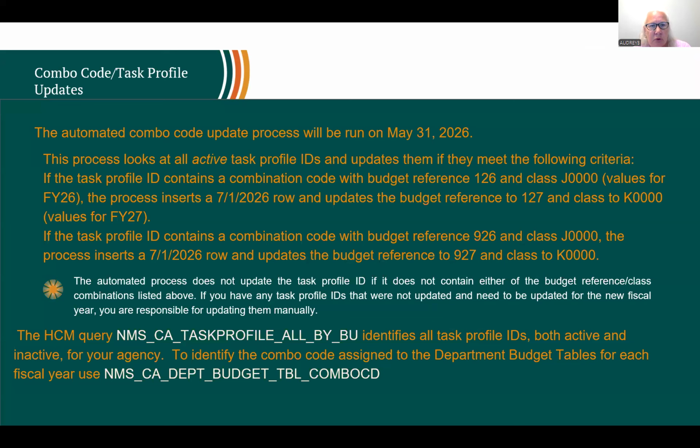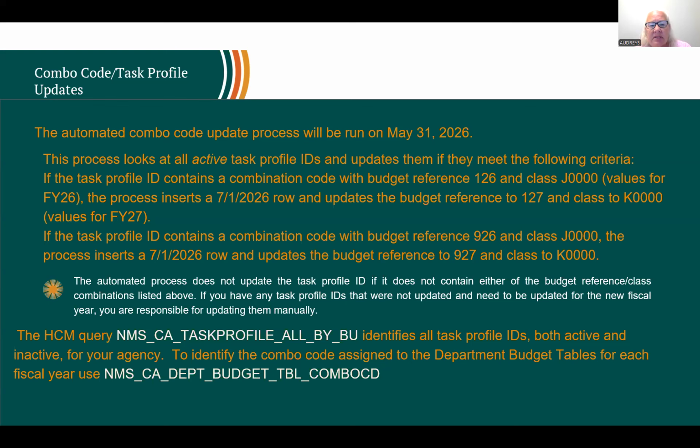Also, at the crossover of the fiscal years, we do have to do combo code and task profile updates. The SHARE team is very effective in making sure that as many of those get updated through processes as we can, so that the agencies don't have to do so many of them manually. The automated combo code update process will be run on May 31st, 2026.